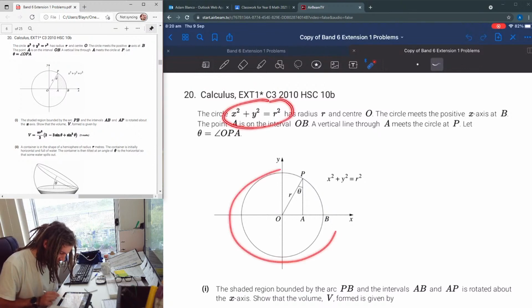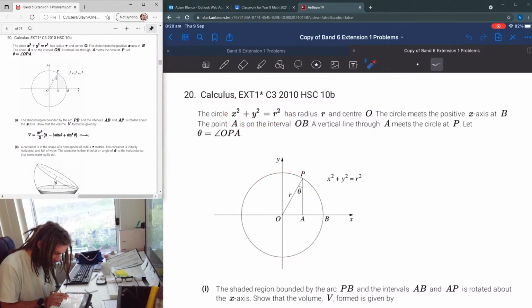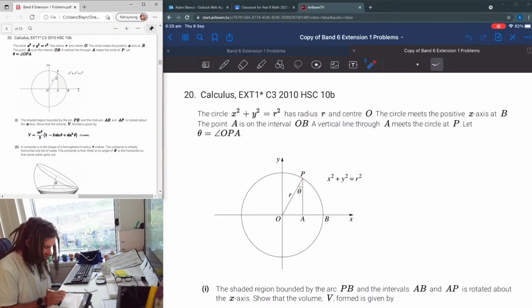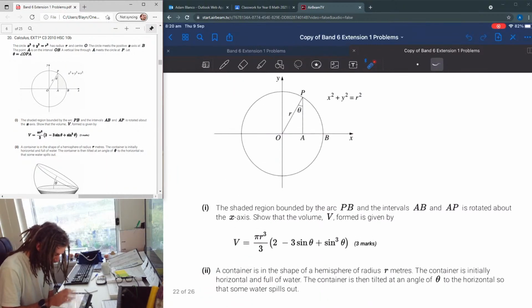There's a circle, so obviously this circle has a radius and a center, and the circle meets the positive axis at point B, so it's just saying this is the circle. And then it makes this interval where the line OB, the vertical line through A, so this line here is just describing this picture. No one cares about that.